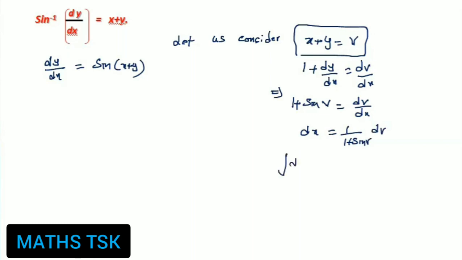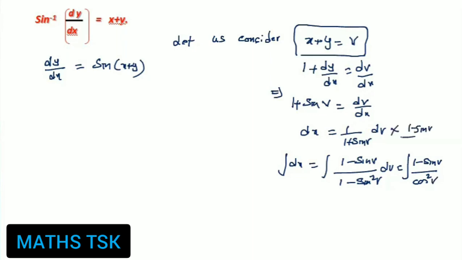Integrate on both sides. Integration of dx is equal to integration of 1 minus sine v by 1 minus sine square v. This can be written as integration of 1 minus sine v by cos square v into dv. So here you multiplied and divided with 1 minus sine v, isn't it, in order to get this. 1 minus sine square v is cos square v.